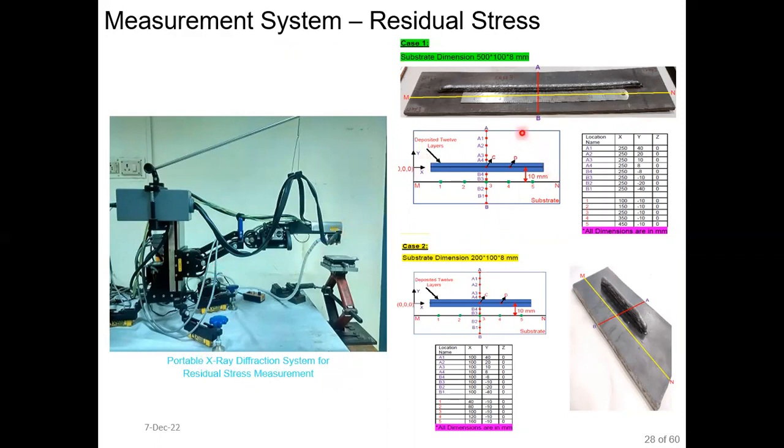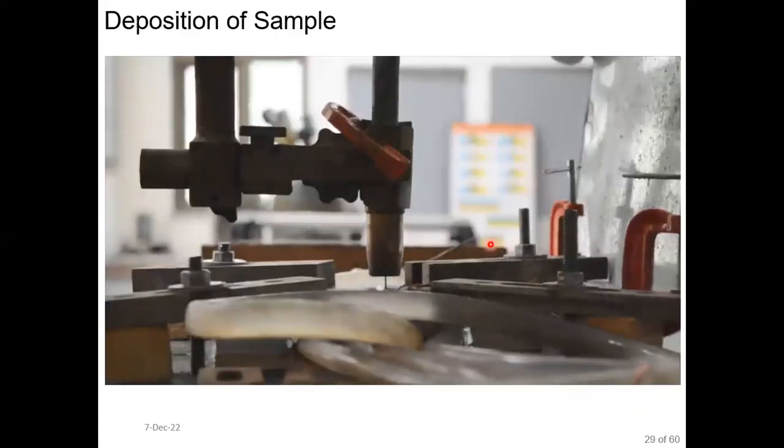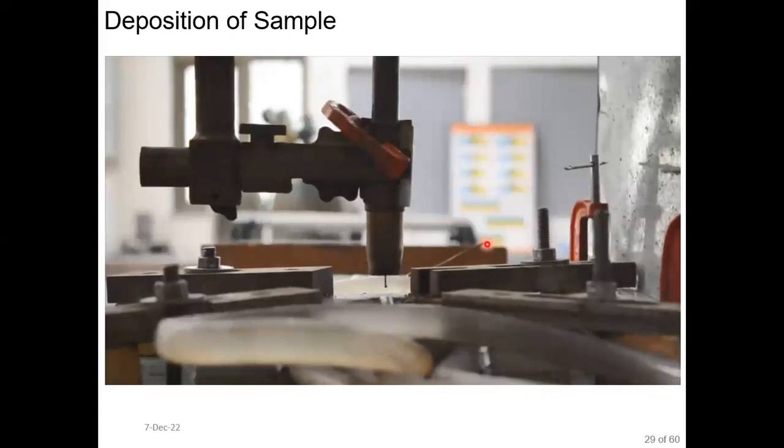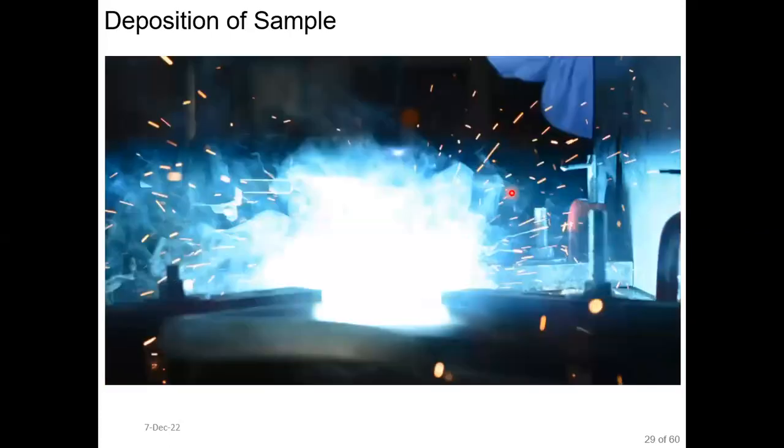So according to the plan given in case 1 and case 2, I have recorded residual stress values along lines AB and MN. So this is a long scale deposition specimen, and this is a short scale deposition specimen. However, the locations of points A1 to A4, B1 to B4, and points 1 to 5 here are different, and the residual stress values are measured on those points only. So this video is showing the deposition of my specimen for experimental validation.